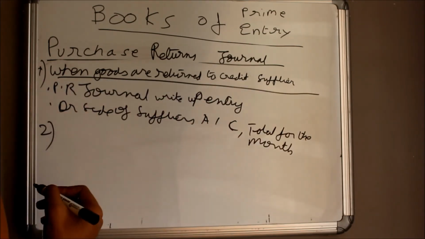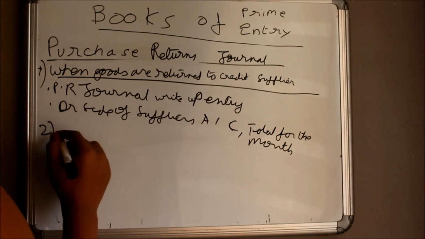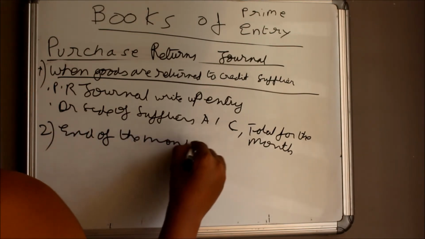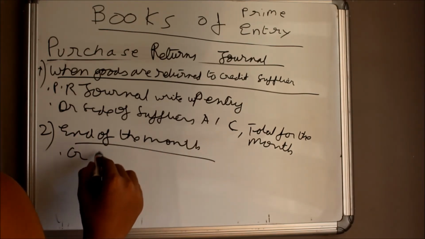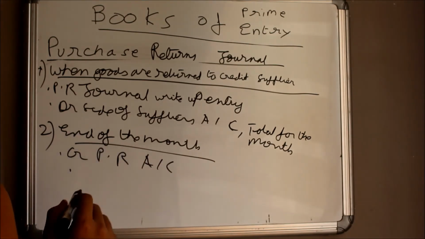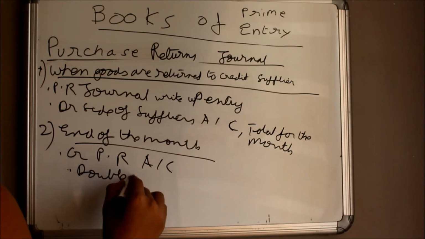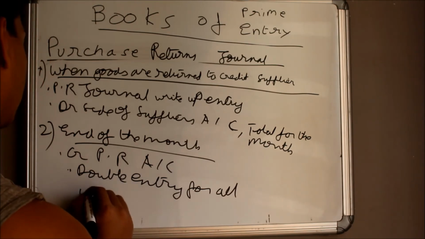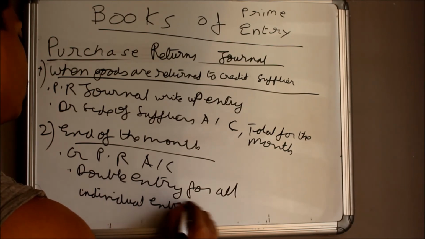Now at the end of the month, and this is the last part of the books of prime entry, and then we're done for the day. So at the end of the month, we are going to credit the purchase returns account. So credit purchase returns account, and this will form a double entry for all the debit entries in the purchase ledger. So this is the double entry for all individual entries in the purchase ledger.